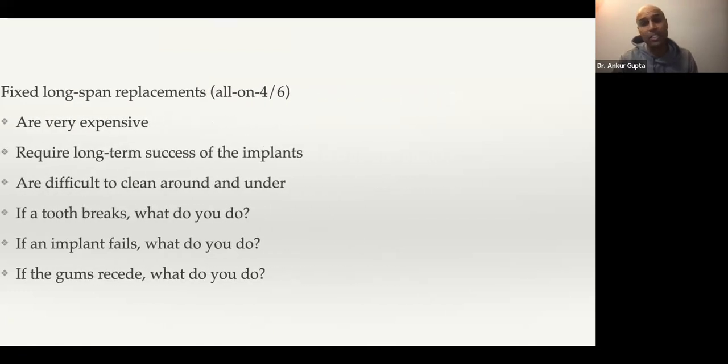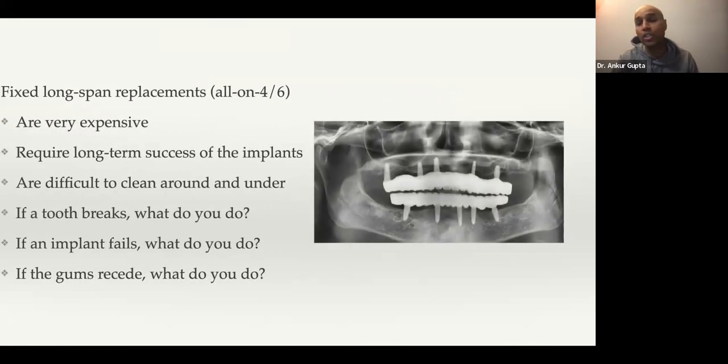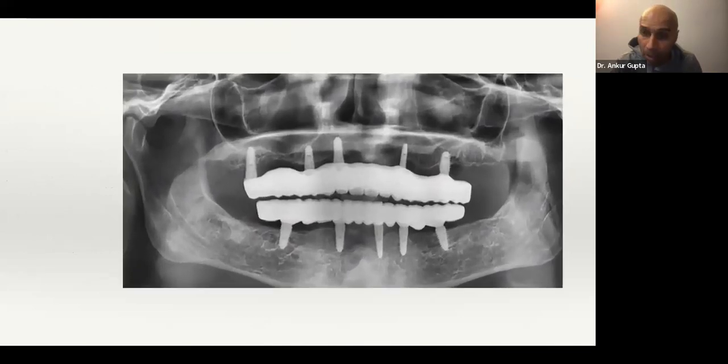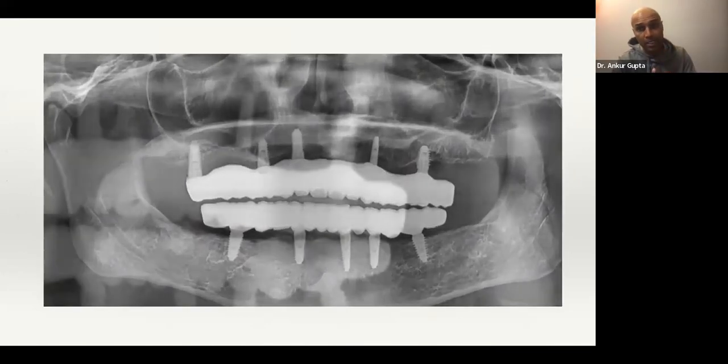And listen, this patient is super happy. She's super happy. Like, she loves me. She loves my office. She thinks I'm the greatest dentist ever, right? Because her teeth are fixed. She never has to take them out. She looks awesome. But let's look a little bit closer. Let's look a little bit closer still.